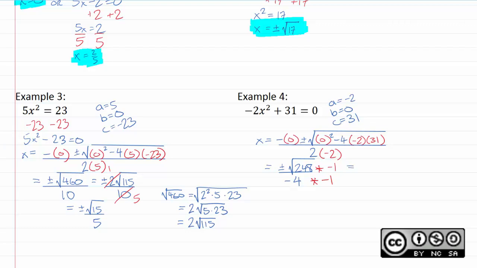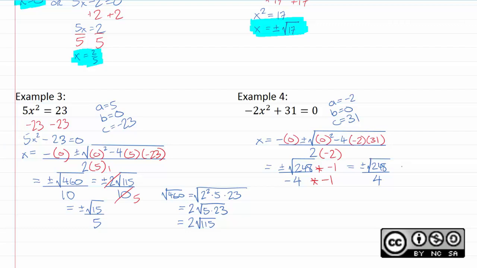If you have plus or minus on top, multiplying that by negative won't really change anything, because the positive will become negative, the negative will become positive. Either way, it's exactly the same as it was. So we just get plus or minus the square root of 248 divided by 4. And as I was saying, we are now tasked with simplifying this root.